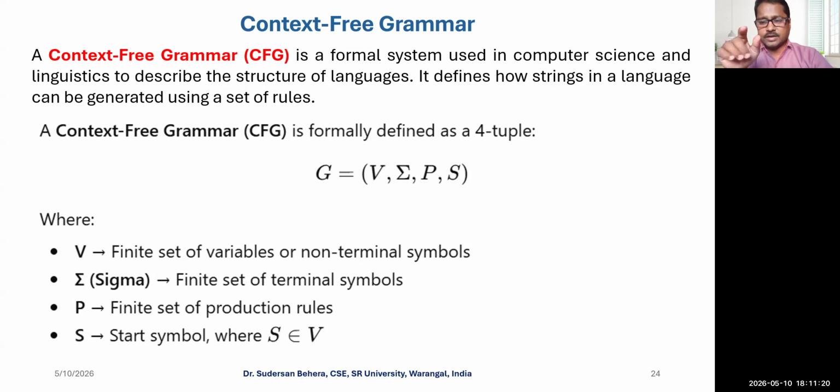Next, sigma, the second component. Sigma is a finite set of terminal symbols. Remember, the previous one was also finite. Finite means countable. You cannot take an infinite number of symbols. Set means there can be one, there can be multiple symbols. That is why it is called a set: a finite set of terminal symbols.